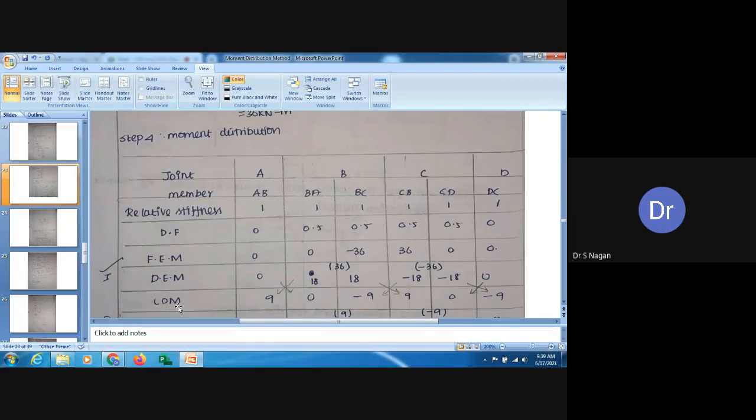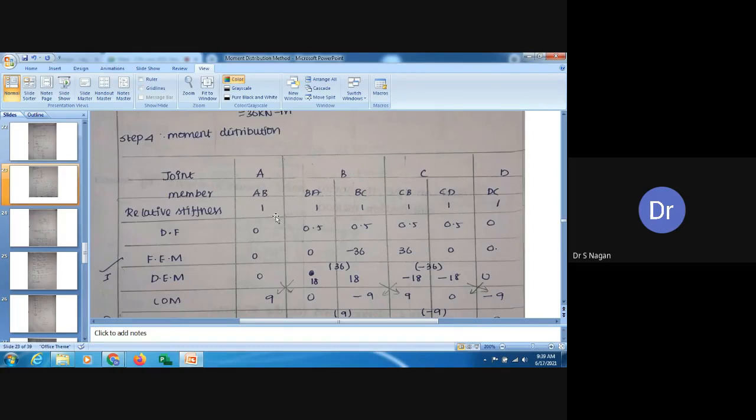Next is COM. COM means carryover moment. For distributed moment, we need to consider every joint. For carryover moment, we need to consider every member. We should make them clearly. Here we are dealing with joints. For carryover moment, we should deal with numbers.